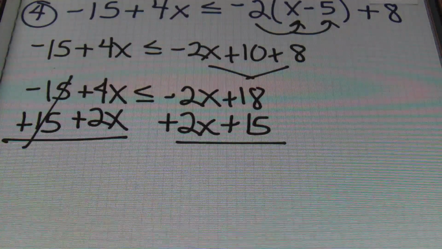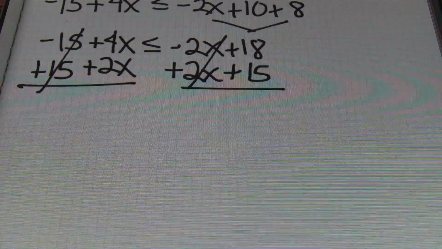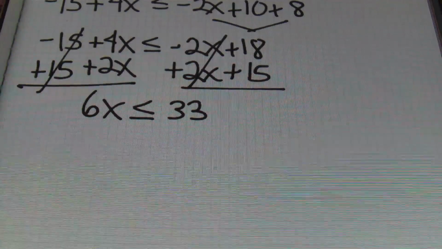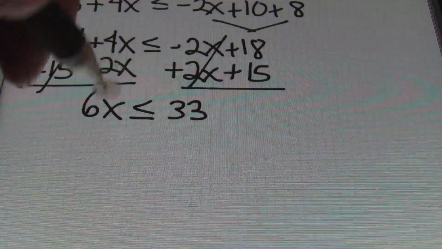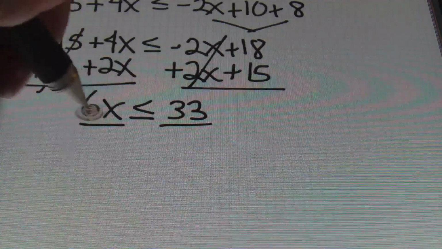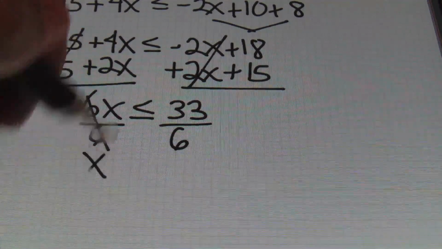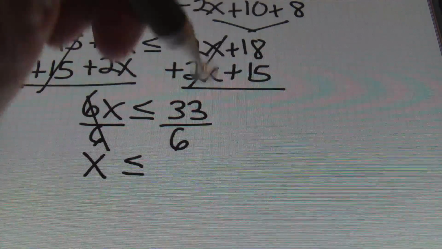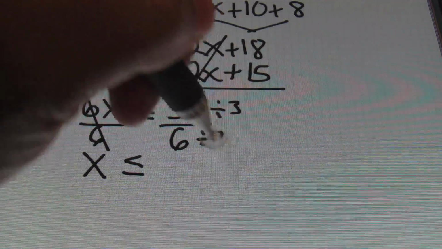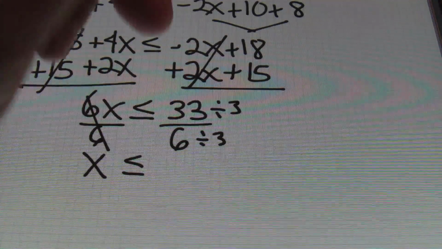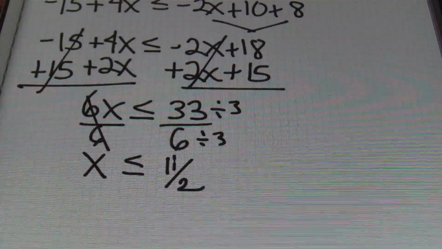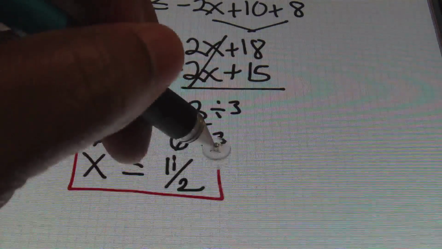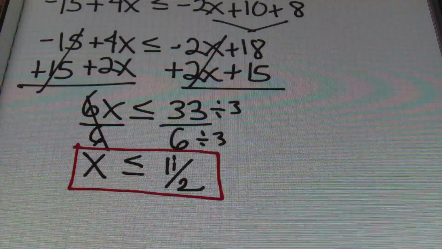The 15s on the left side will cancel out. My 2x's cancel out on the right side, and I end up with 6x being less than or equal to 33, just like that. From there, we're going to divide both sides by the coefficient in front of the variable, so that's going to be 6. And I end up with x is less than or equal to, both 33 and 6 can be reduced by 3. So let me show that step. Reducing both of these by 3, because we know how many of you love fractions, you'll end up with 11 halves, just like that. So the solution, let me go ahead and put a box around it. The solution here is x is less than or equal to 11 halves.